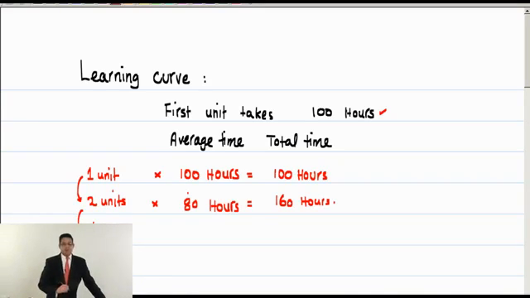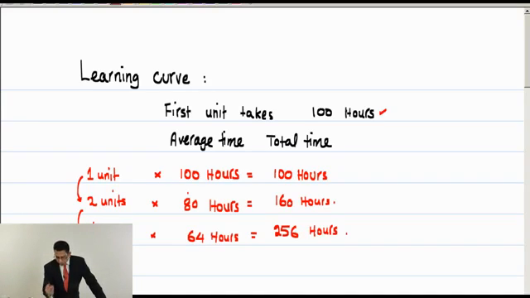Let's do another jump, doubling. When 2 to 4 units were produced, average time per unit falls at a constant percentage. So 80% of the previous level's time comes to 64 hours. So average time per unit is 64 when 4 units were produced. So can I say total time will be 4 times by 64, which will be 256 hours, and that keeps on going. So what we are trying to say is this: as the cumulative production doubles from the first unit, average time per unit falls at a constant percentage. You really need to understand this bit.